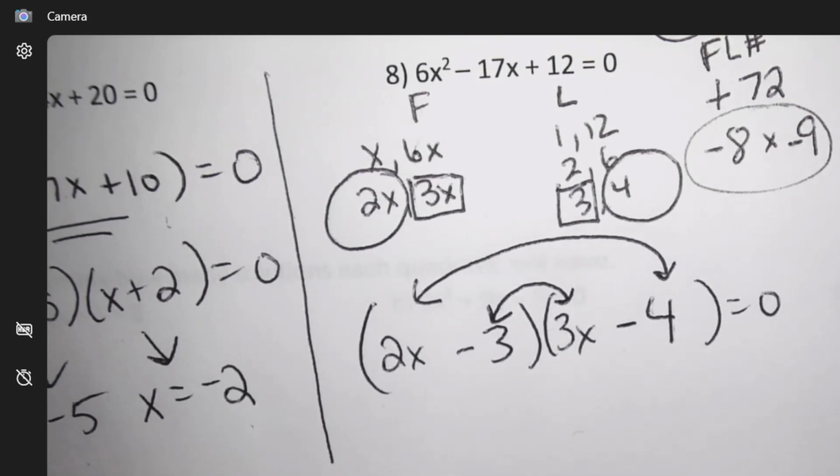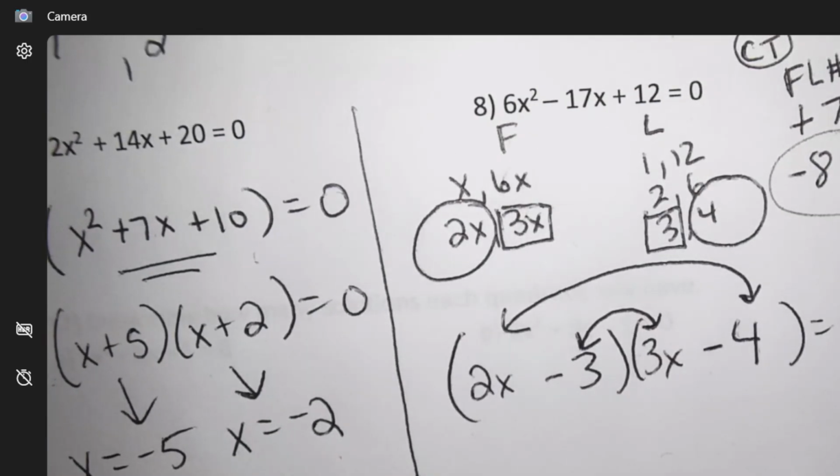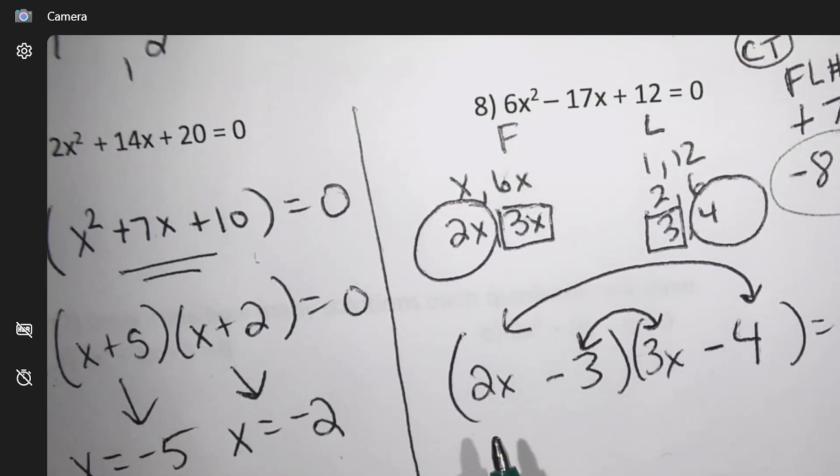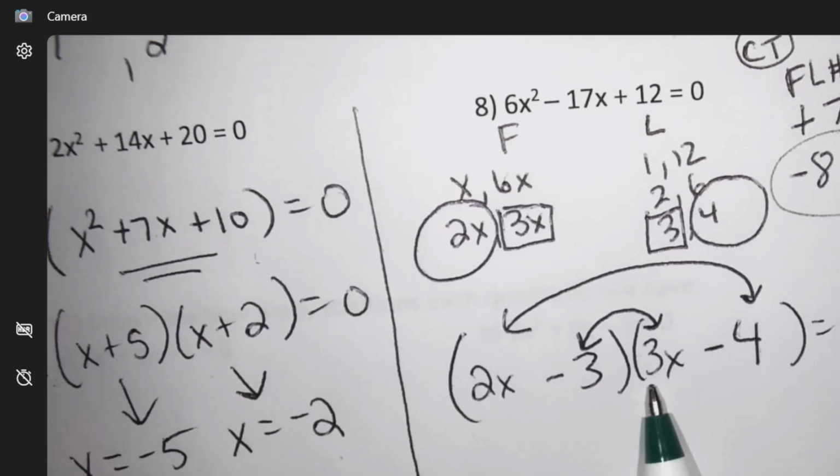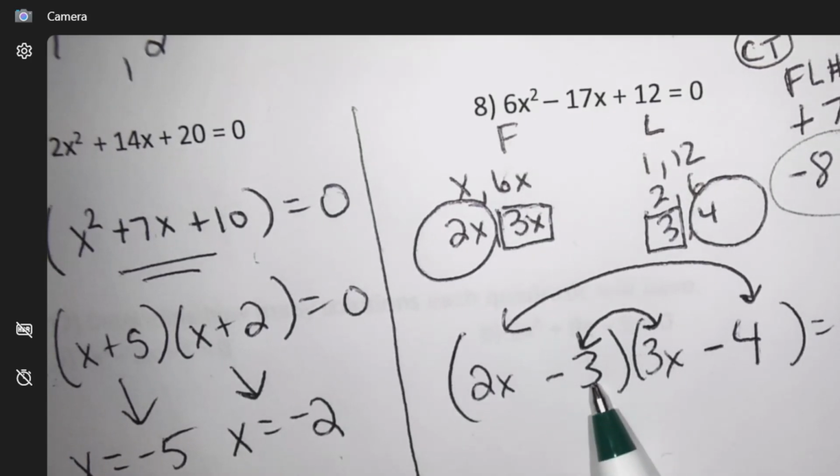Okay? You should never make mistakes factoring because you can FOIL it. You can say, does my FOIL make that? Okay, that's a quick check. 6x squared, negative 8x, negative 9x. Check. Does your last times your last make 12?